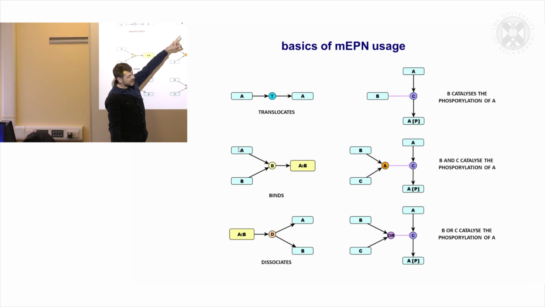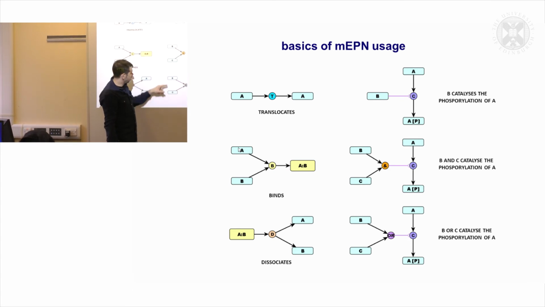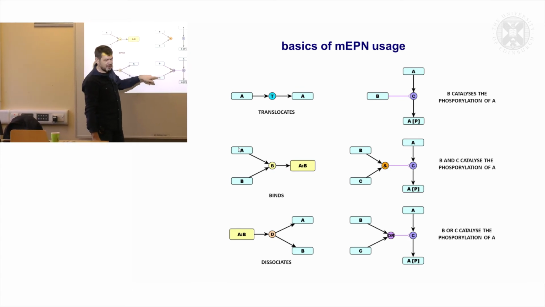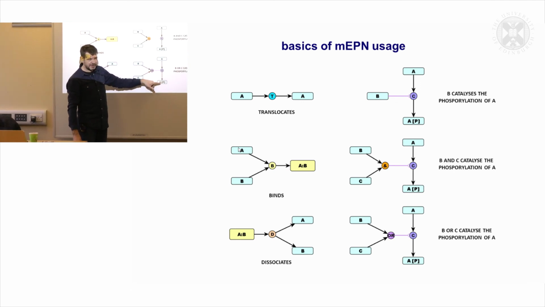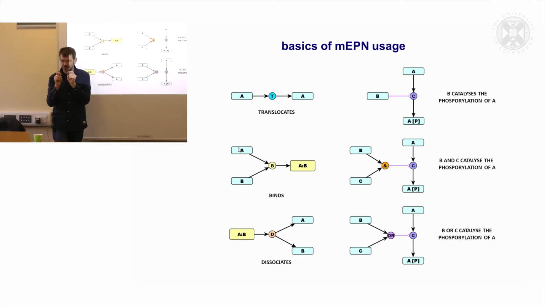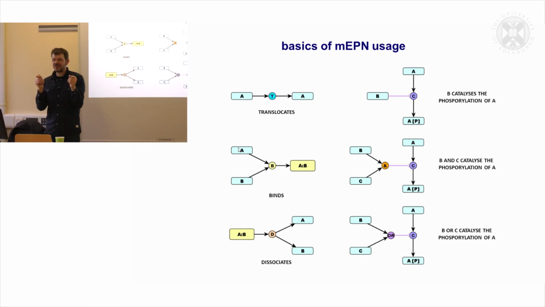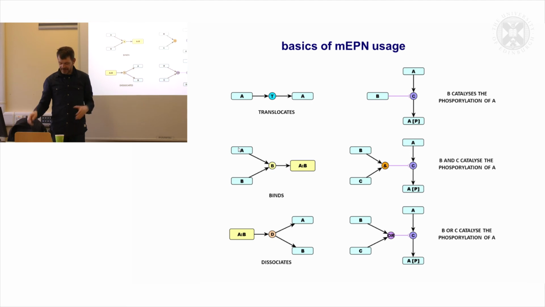So B catalyzes the phosphorylation of A. B and C, this is Boolean logic, if you like, means that both of these are going to be required for that to happen. And this is the OR statement, where you can say B or C can catalyze that reaction. Does that make sense? So very simple, almost triplets of information that can be strung together to make sentences.